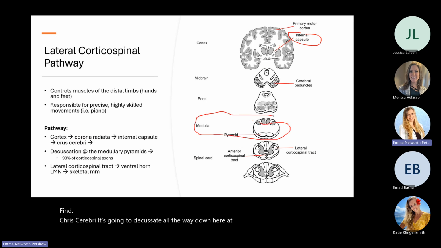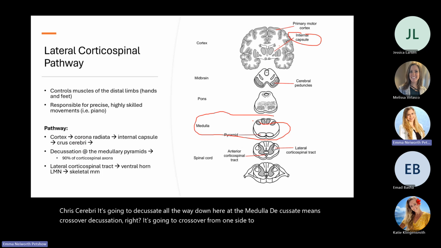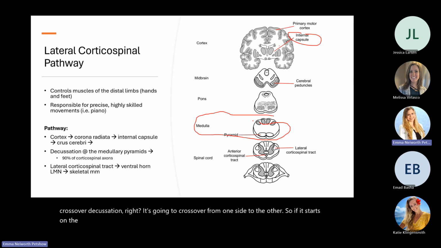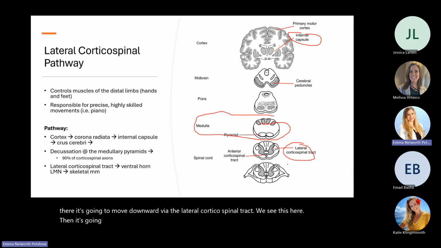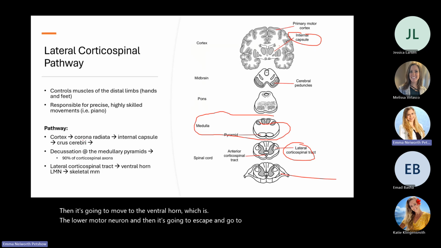Decussate means crossover, decussation, right? It's going to cross over from one side to the other. So if it starts on the right, it's going to cross over at the medulla oblongata to the left, at the medullary pyramids, which are in the medulla oblongata. From there, it's going to move downward via the lateral corticospinal tract. We see this here. Then it's going to move to the ventral horn, which is the lower motor neuron, and then it's going to escape and go to skeletal muscle. So that's your pathway here.